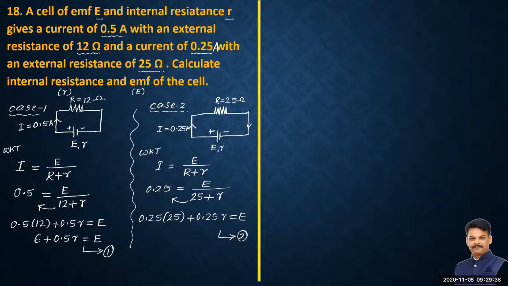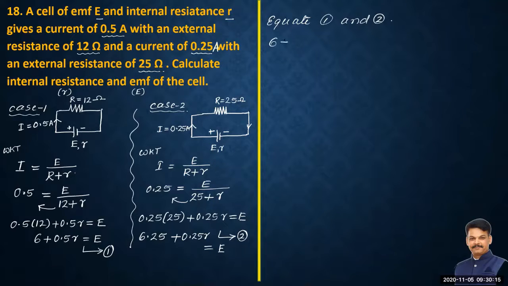If you want, you can multiply and write 25 into 0.25. It is 6.25, because 25 squared is 625, and with 2 decimal places it means 6.25 plus 0.25 r is equal to E. You can make this change and call it as 2. Now equate 1 and 2. Why can I equate 1 and 2, dear students? Because in both equations, see the RHS. RHS is E only. As the RHS are equal, the LHS must be equal.